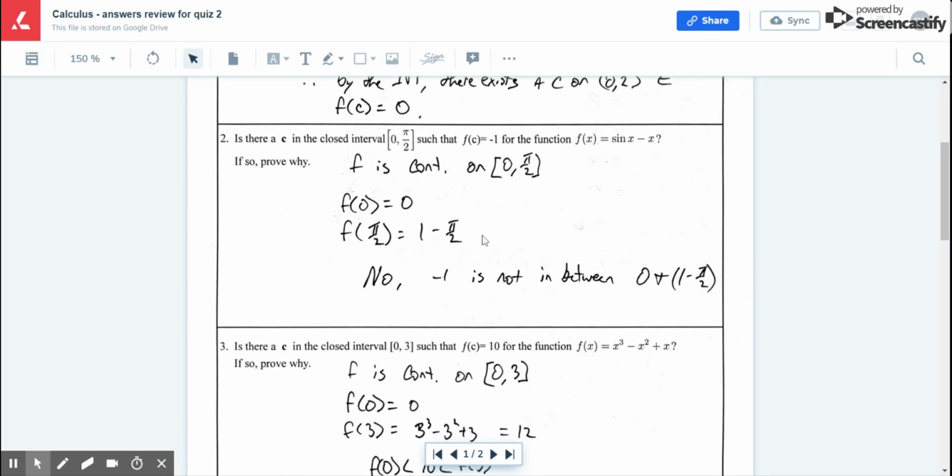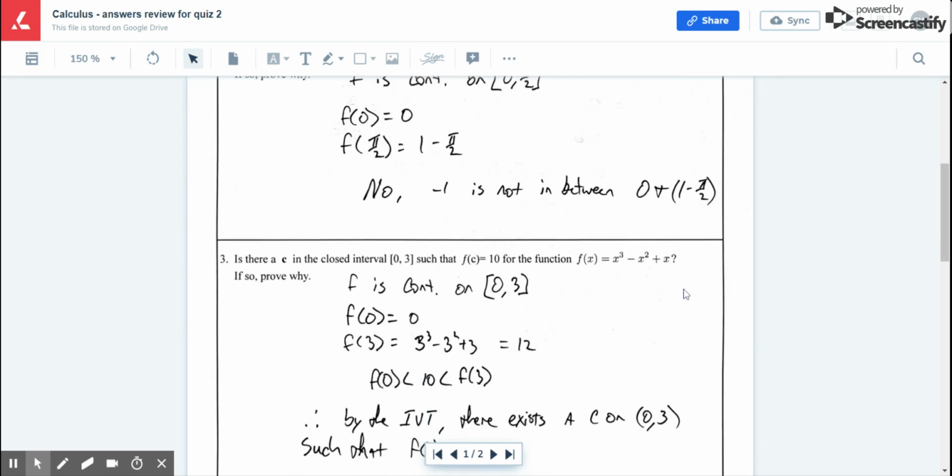1 minus pi over 2 is a negative number. That's between 0 and -1, and -1 does not fit there. So I say no, there's not one, because -1 is not between 0 and 1 minus pi over 2.